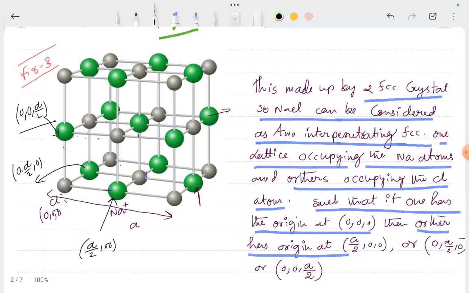If you choose, that is your own choice. I mean to say, this is your own choice. And another FCC crystal is made up with Cl minus ions, and all these Cl minus ions are located at the origin, the 0,0,0 point. This is the basic idea about the NaCl crystal structure.